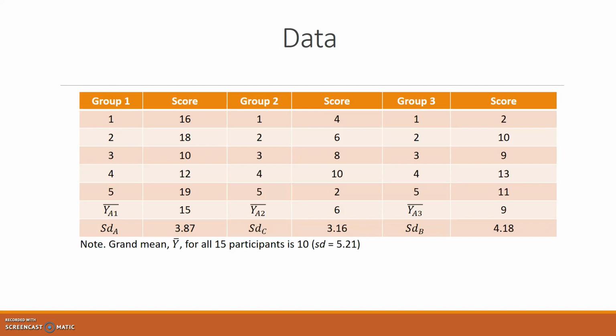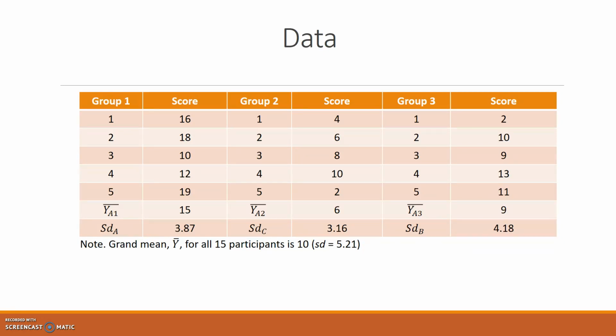And so if we calculate the average, if we add up these 5 scores and divide by 5, we get the mean for group 1, which would be 15, and we get a standard deviation for them. This is the spread of the scores around the mean. And the standard deviation in this case is 3.87.